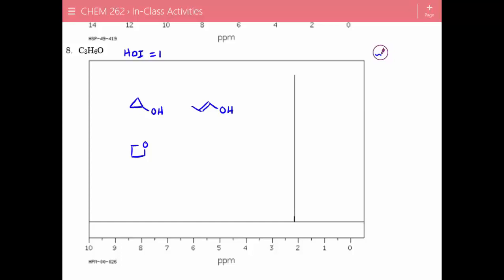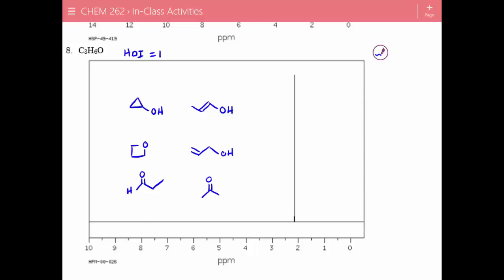Oh, I'm missing one. So that's C3H6O. We could have something like this, or we could have one where there's a double bond between a carbon and an oxygen, kind of like that. Another one we could have, just to be very thorough, would be to have some sort of aldehyde.